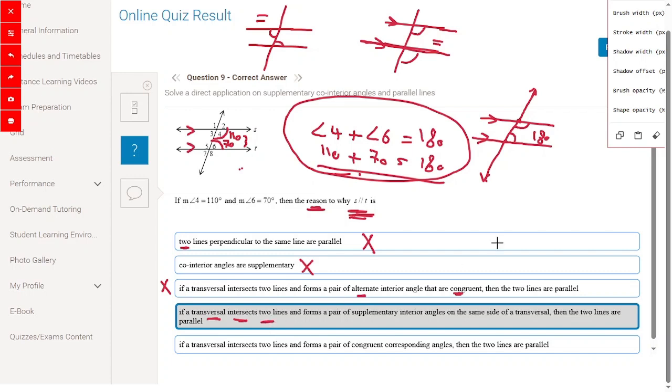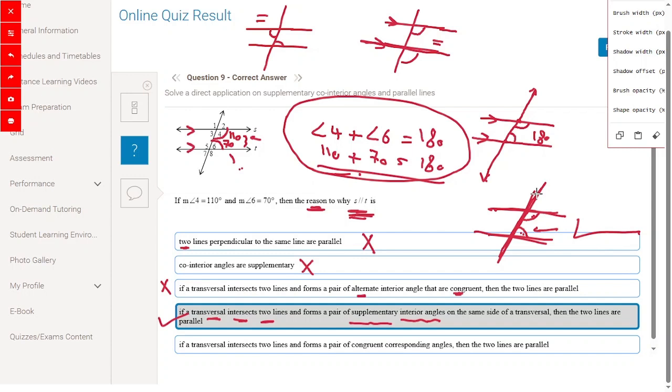Okay. Now here, the transversal, this line, intersects two lines. So we have two lines and a transversal. This is the transversal, and it intersects two lines and forms a pair of supplementary interior angles. These two angles are supplementary. Yes, we have 110 and 70. So yes, these are supplementary angles, on the same side of the transversal. Then the two lines are parallel. Yes.